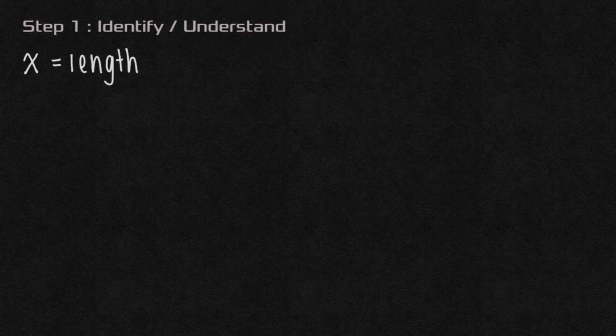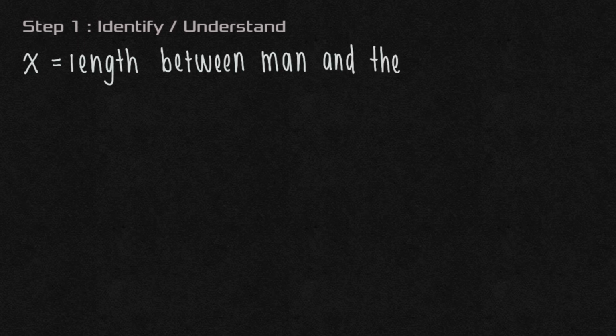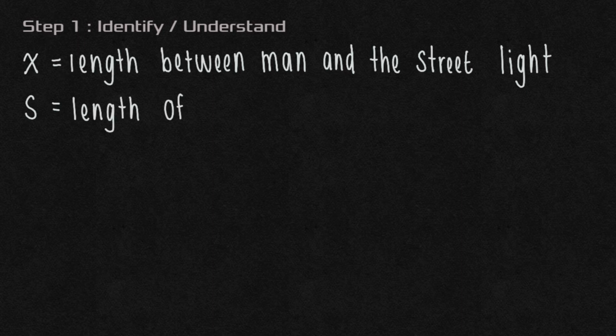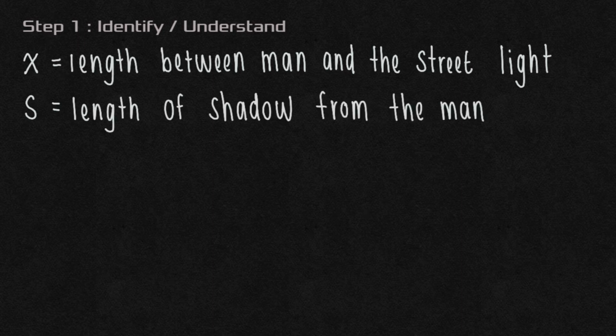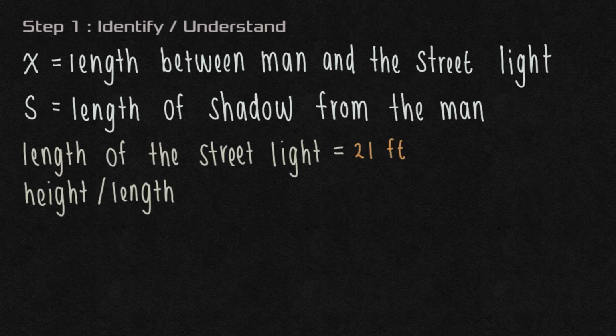Step 1: Identify and understand. x is the length between the man and the street light. s is the length of the shadow from the man. The height of the street light is 21 feet. The height of the man is 6 feet.